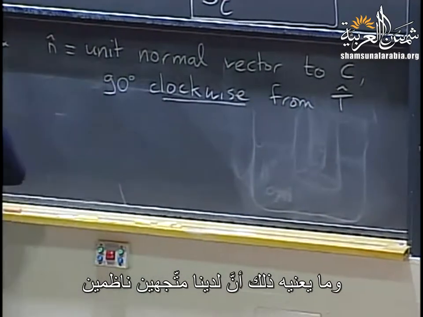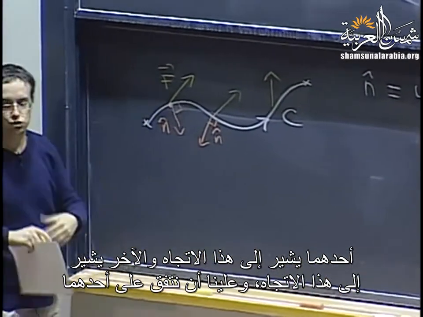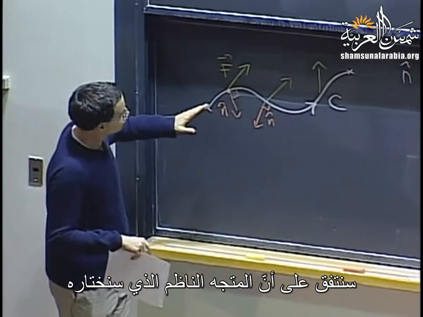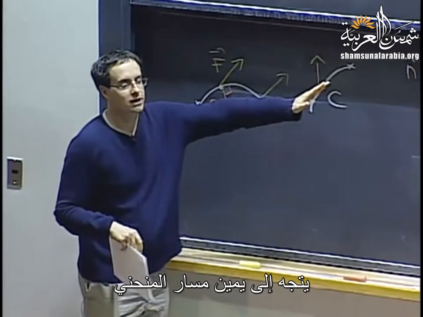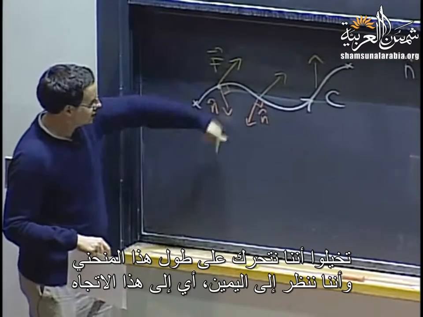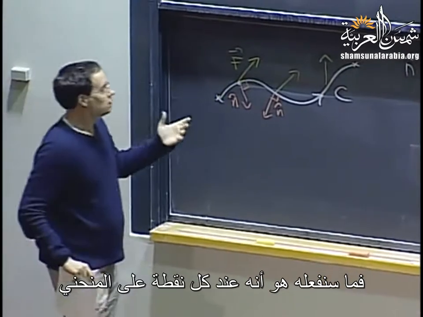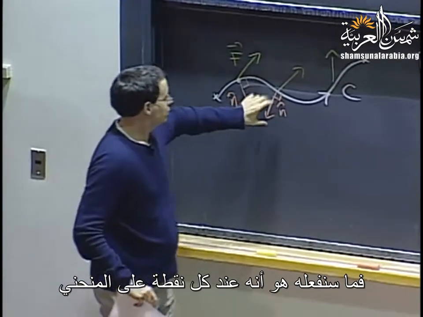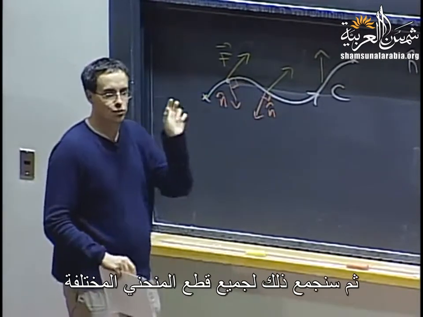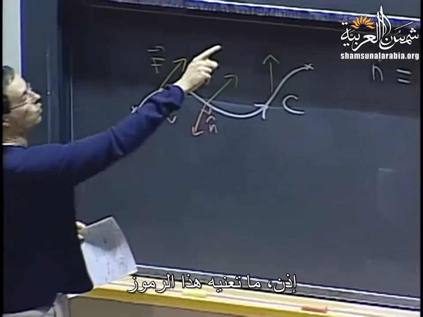So what does that mean? That means I have two normal vectors, one that's pointing this way, one that's pointing that way. I have to choose a convention. And the convention is that the normal vector that I take goes to the right of the curve as I'm traveling along the curve. Imagine that you're walking along this curve, then you look to your right, that's that direction. So what we will do is, at every point along the curve, we'll take the dot product between the vector field and the normal vector, and we'll sum that along the various pieces of the curve.